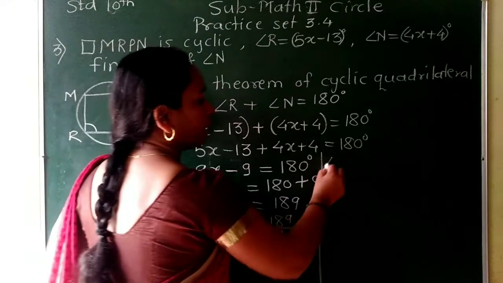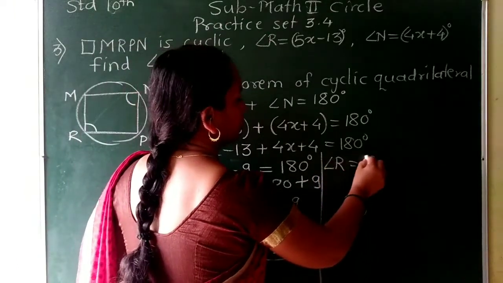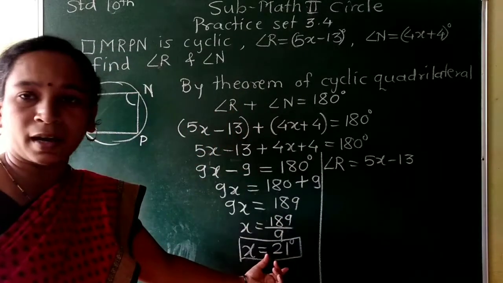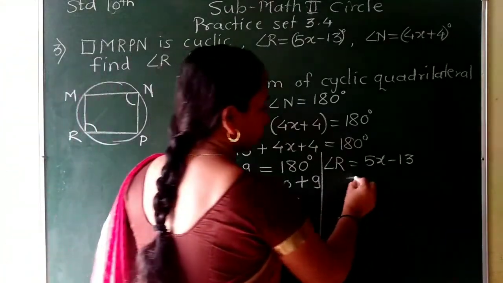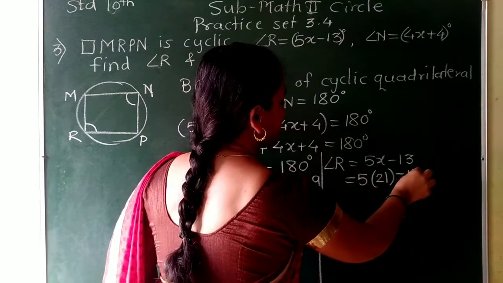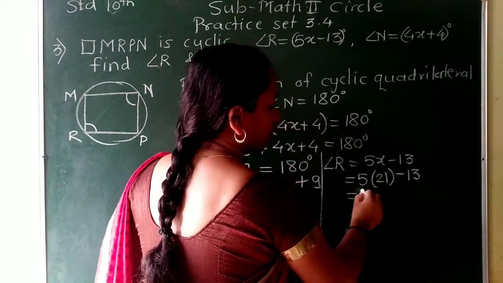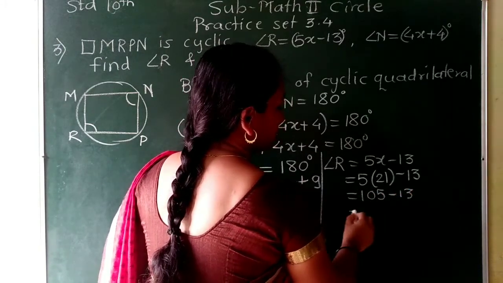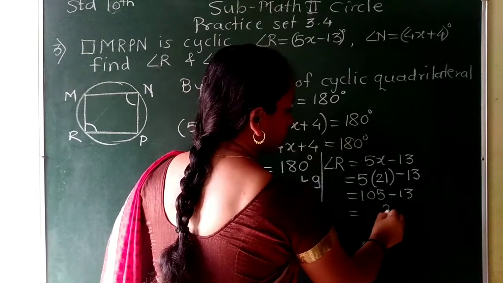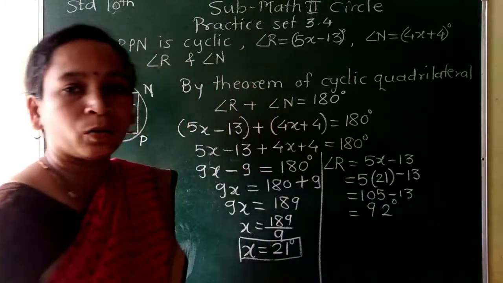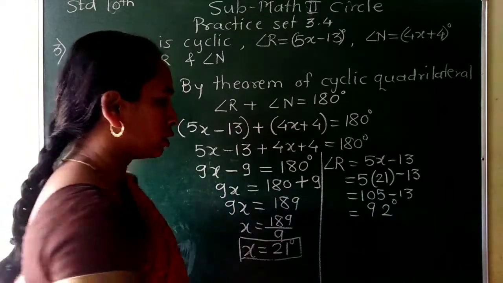So what is angle R? Angle R is 5x minus 30. The x value I just found is 21, so I'll put it in this: 5 into 21 minus 30. If you multiply, it will be 105 minus 30. Subtract it: 5 minus 0 is 5, 10 minus 3 is 7, so 75. So here angle R, we have got it. It is 75 degrees.